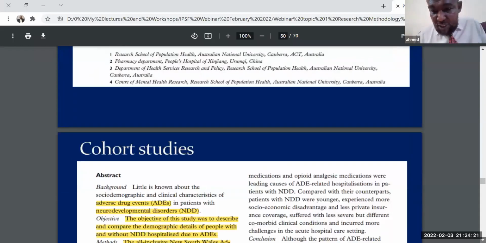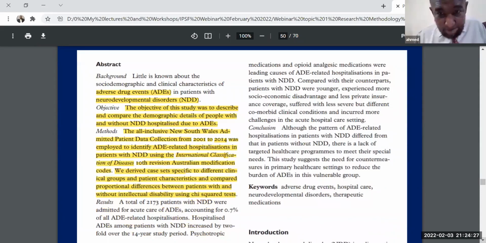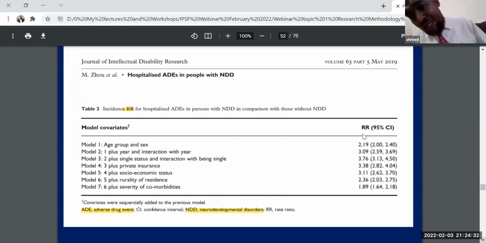One of the issues I want to focus on in this study: here they present what is called RR. RR is relative risk. Actually, the two common tools to estimate risk are relative risk and odds ratio. If we are using case control study, we don't have options, we just have to use odds ratio. If we are using cohort study, we can use relative risk.